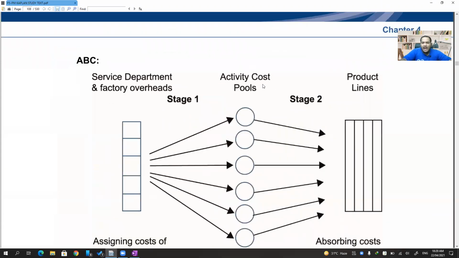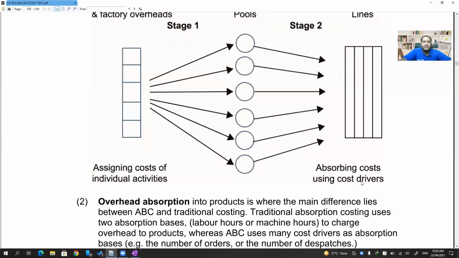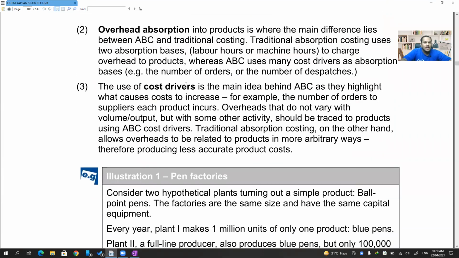Then for each activity cost pool, you identify the cost drivers, and for each cost driver you calculate an overhead absorption rate. Based on that you absorb each fixed overhead, each cost pool, on the basis of the actual production levels, and then the over absorption or under absorption concept comes into place.